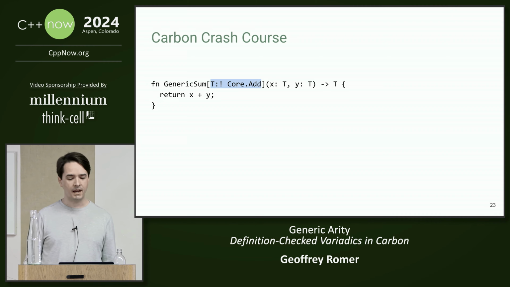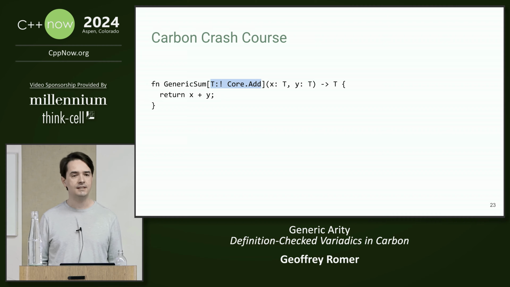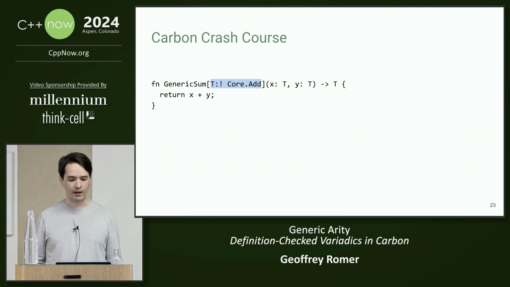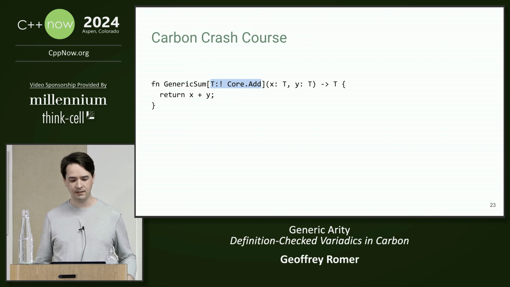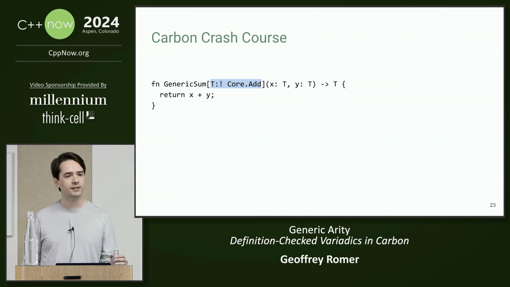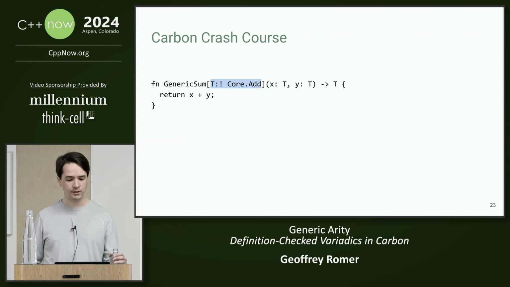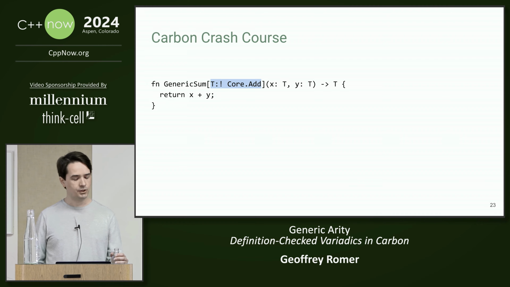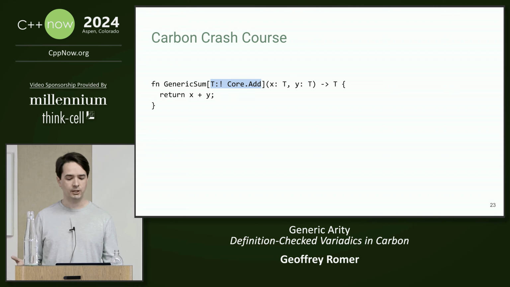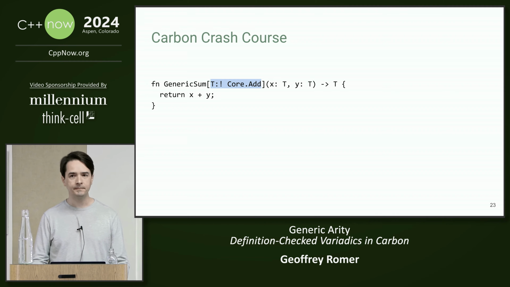And the type of this binding, core.add, is actually a constraint that says that T is a type that supports the plus operator. I'm not going to talk about how constraints are defined. If you're interested, there was a whole talk about Carbon's generic system here last year that's on YouTube. So T is a parameter whose value is a type. In Carbon, types are values. So you'll sometimes hear me refer to things like the value of T, even though T is a type.